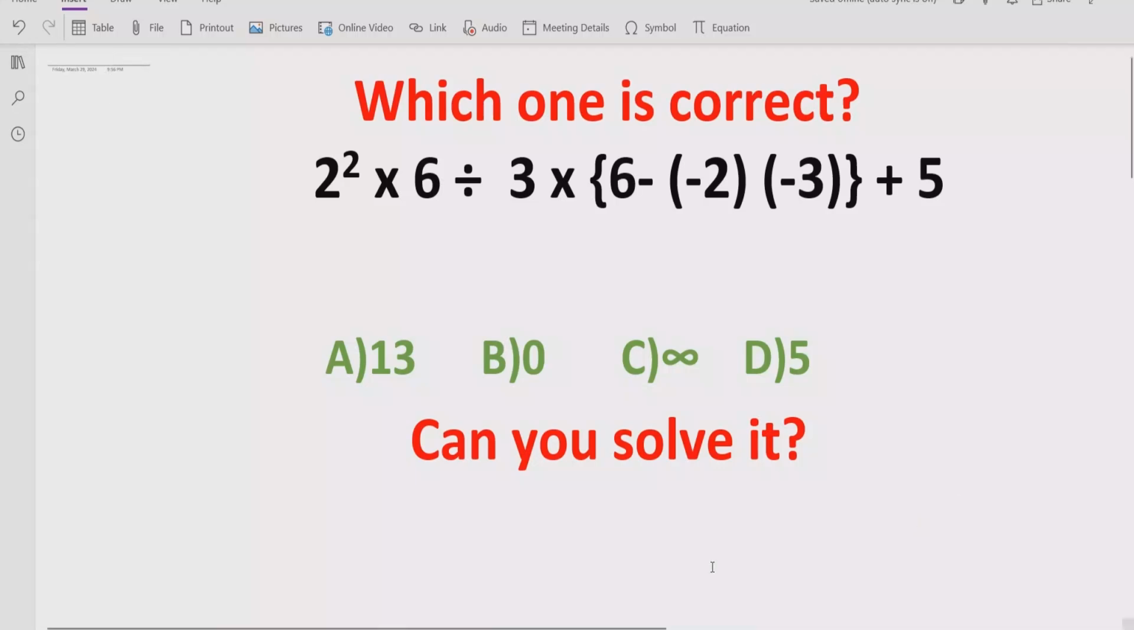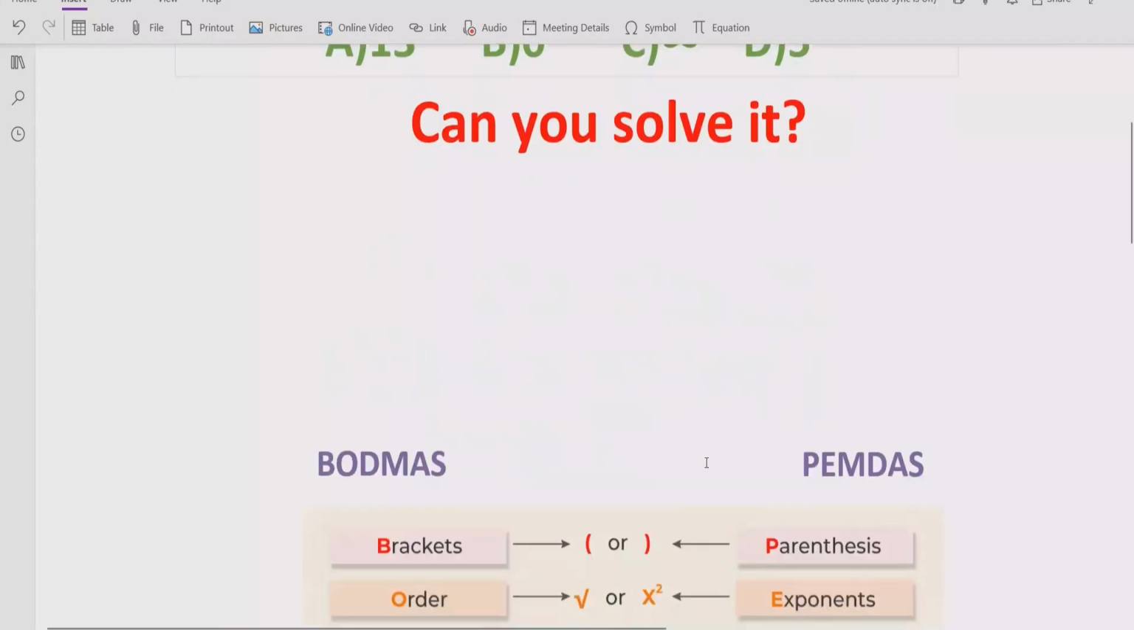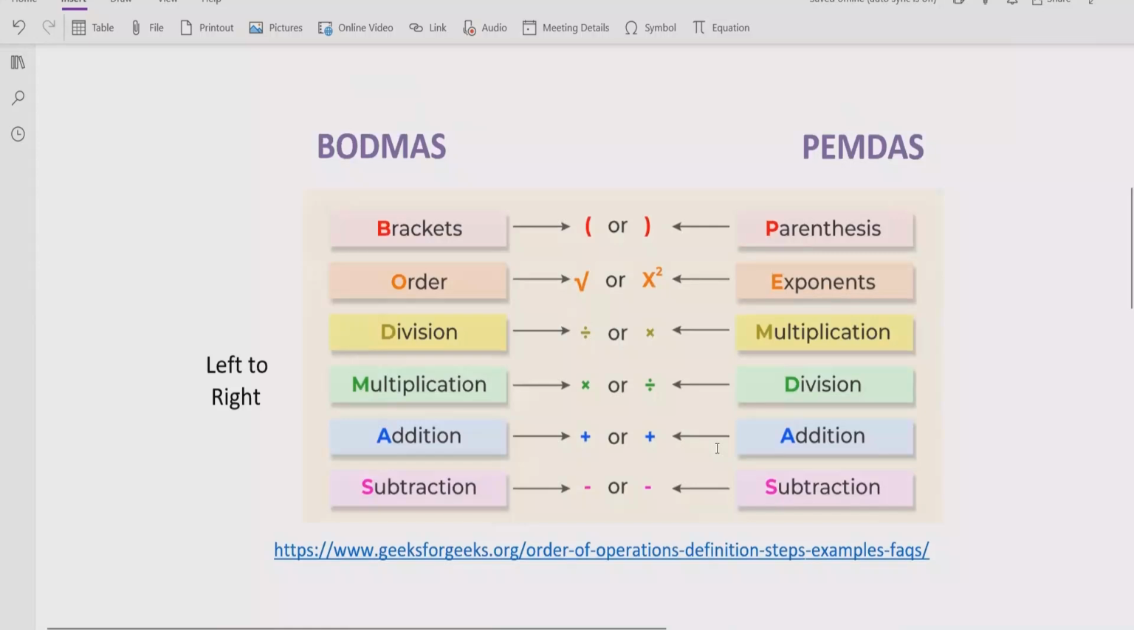Now, let's move towards understanding the rules which we will follow to solve this expression. Basically, as we know, we have the BODMAS and PEMDAS rule. These rules say if your expression contains any bracket or parentheses, you have to solve that part first. So this is step 1. And after that, you have to see if your expression contains any power or exponent, and solve that part after the bracket.